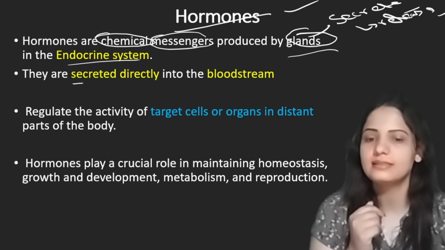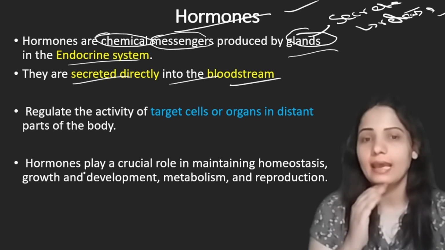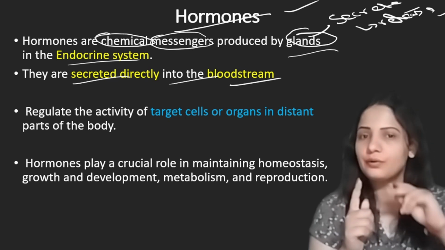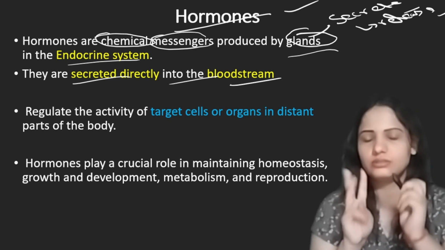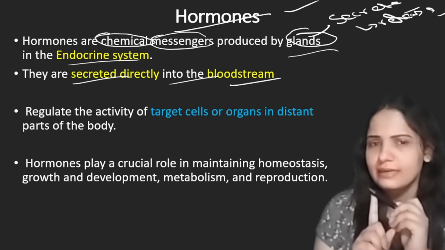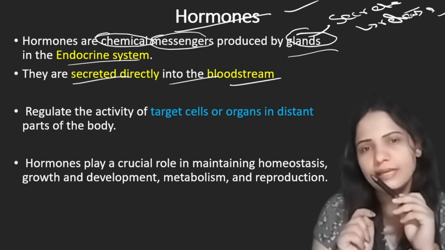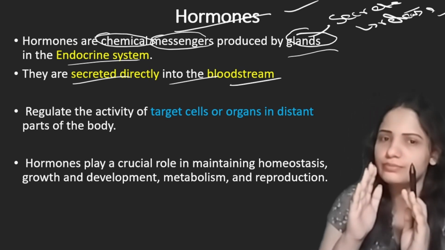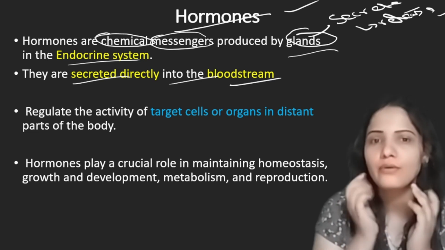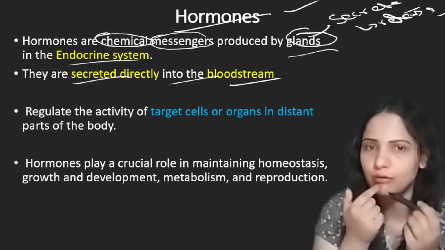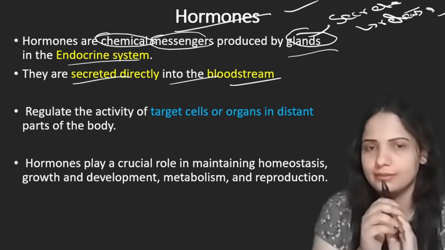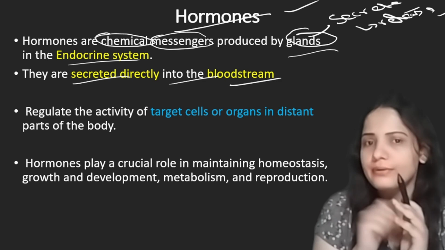Next, they are secreted directly into the bloodstream. As we are discussing the endocrine system, we will stick to endocrine glands. In our body, we have three types of glands: endocrine glands, exocrine glands, and mixed glands. Exocrine glands have a tube-like structure, a duct, to transfer their secretion from one body part to another. Like in the salivary gland, we have ducts which open into our mouth, and through those ducts the secretion comes into the mouth. This is simple. But today we are going to discuss endocrine glands.